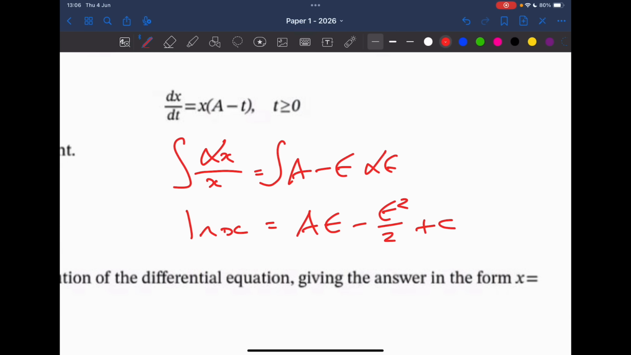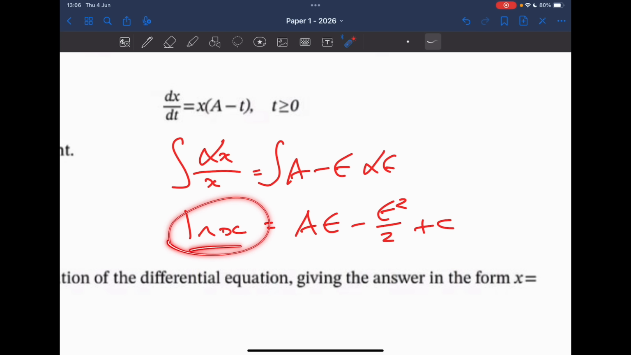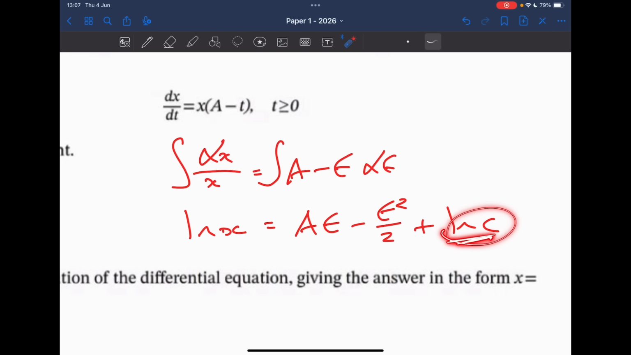I'm not going to leave that as plus c though. I will eventually want x by itself, so I need to remove logs from things here. So this c, I'm going to call the log of c. It doesn't matter. I could just call this cat. I can call it anything I want. I could draw a picture of Mona Lisa if I want to. It's just a symbol that refers to a constant. Even though it's log of a constant, that's still a constant, isn't it? As long as the thing you have is a constant there, it doesn't matter what it is.